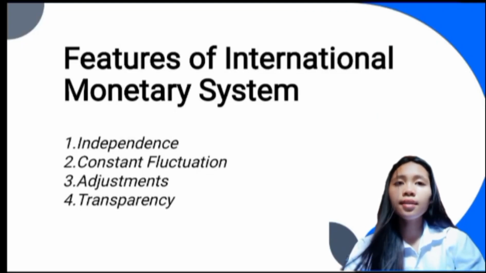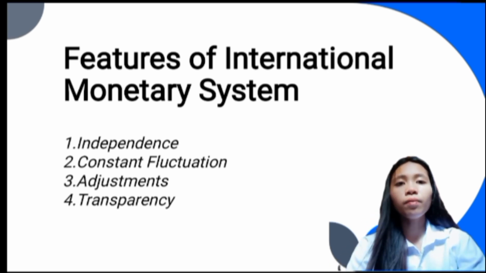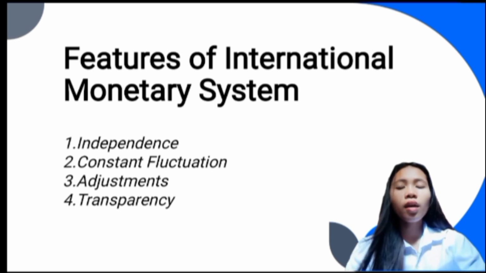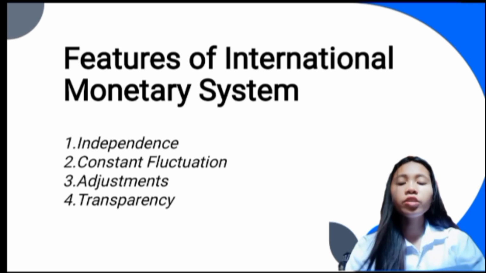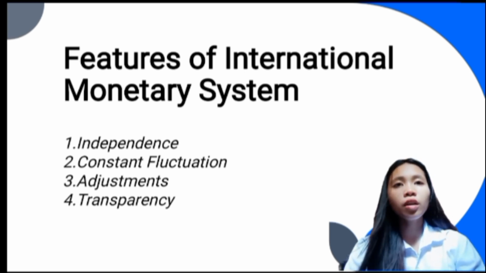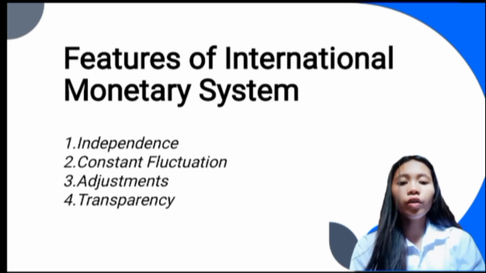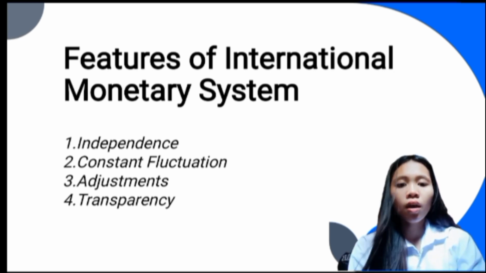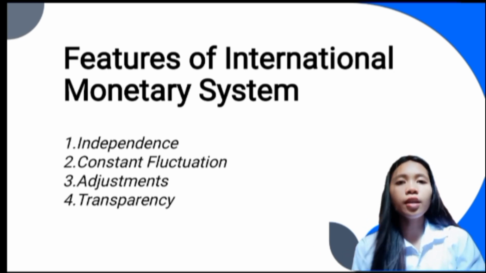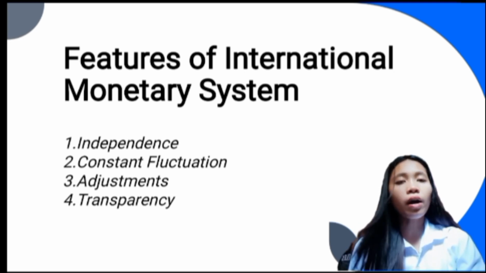Let us discuss the key features of the floating rate system through the points below. First, independence. In the floating rate system, the exchange rate is determined by the push and pull of the market forces. There is no need for government intervention, which makes it more transparent compared to alternative systems. The exchange rate is determined by market factors such as supply and demand for currencies.